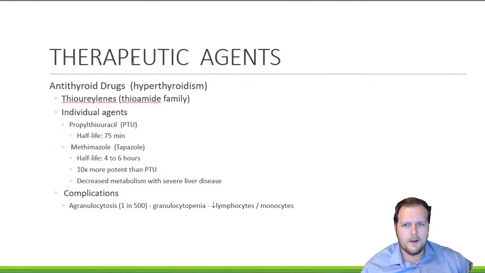Now, as an alternative, we can have some drugs that help us out for patients who have hyperthyroidism. So if we wanted to decrease activity of T4 and T3 in the body, we can do that as well. And so we have two main drugs here. These are called the thiouracils, or the thioamide family. Two drugs fall into this. We have propylthiouracil, known as PTU, or we have methimazole, or Tapazole.